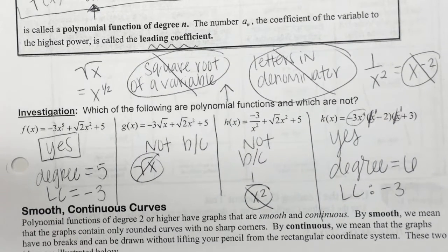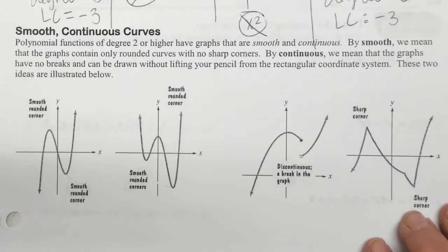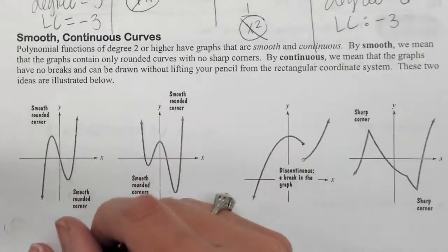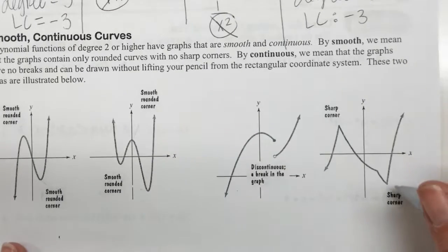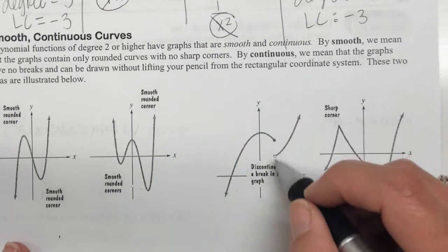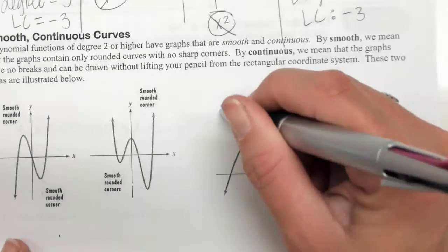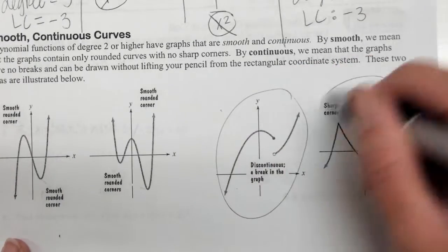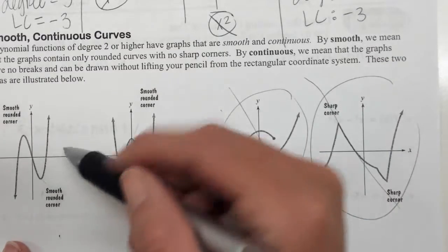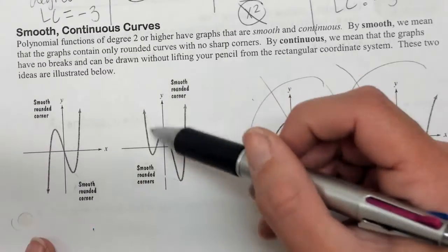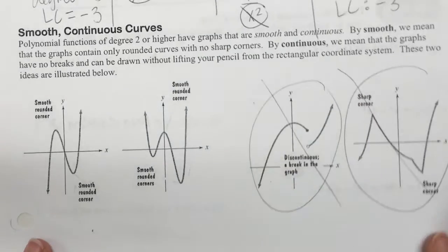Alright, this just talks about smooth, continuous curves. That's what polynomials look like. They are smooth and continuous. There's no sharp points like this corner right here, and there's no discontinuity. So it doesn't break into a piecewise function. So these are not polynomial functions. Polynomials, you can draw them without even picking your pencil up. They're smooth, continuous curves that go on forever. Okay, you'll flip your notes over.